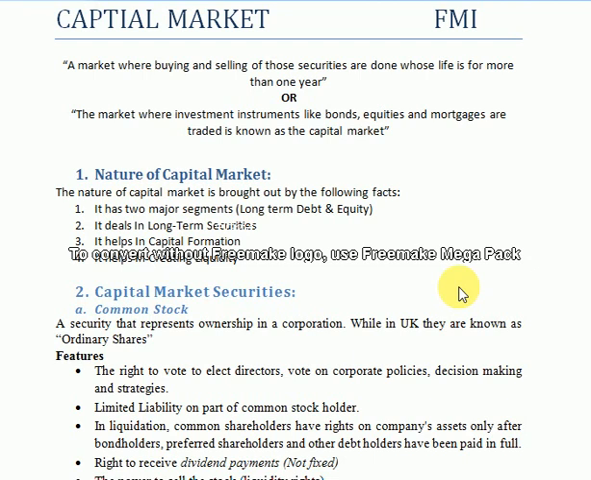First, the nature of the capital market is that it has two major segments: long-term debts and equity. This means this market provides some options to investors. If persons or investors have a huge surplus, they can make investments in debts as well as in equity securities.